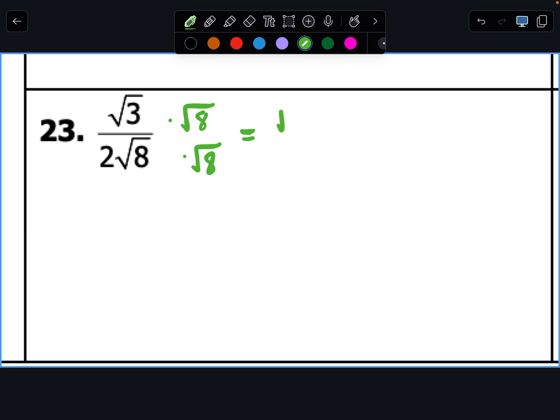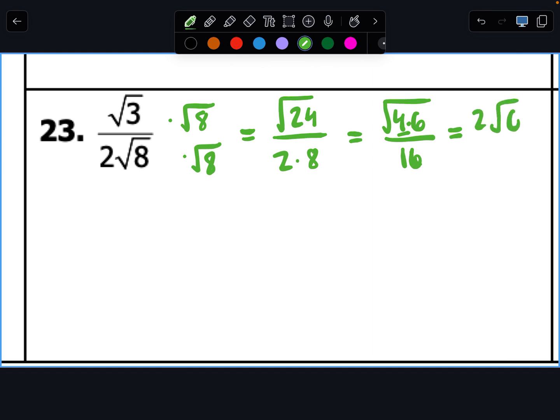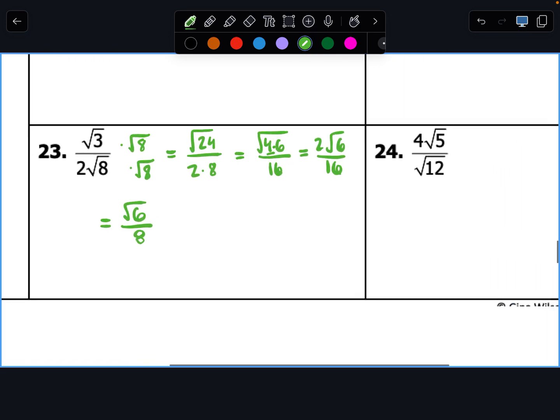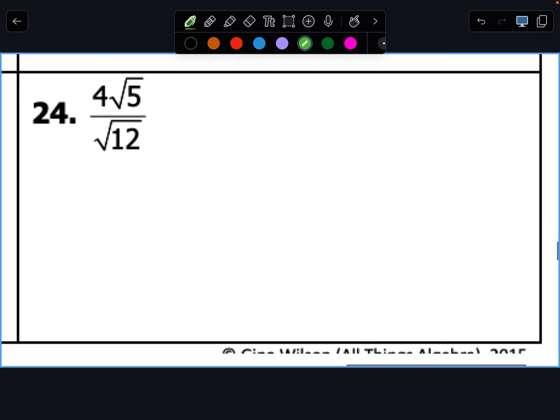So on top, I'm left with square root of 24. On the bottom now, I have 2 times 8, 16. So let's simplify. 24, what can I split that apart into? 6 and 4. Okay, on the bottom I have 16. Square root of 4 on top, so I have 2 root 6 over 16. Now I'm going to simplify my coefficients. What can I divide the top and bottom by? 2. So I have square root of 6 over 8. Okay, I want you guys to do number 24. I'll have the answer on the board, and then we'll move on.